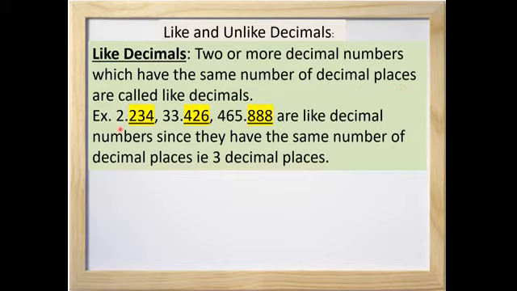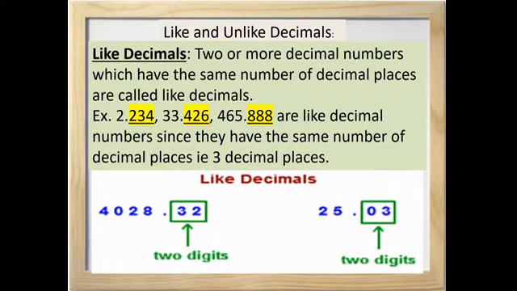For example, 2.234, 33.426, 465.888 are like decimal numbers since they have the same number of decimal places. Children, tell me how many decimal places are there? Yes, there are 3 decimal places for each decimal number. That means the number of digits after the point are called the decimal places. So there are 3 decimal places.